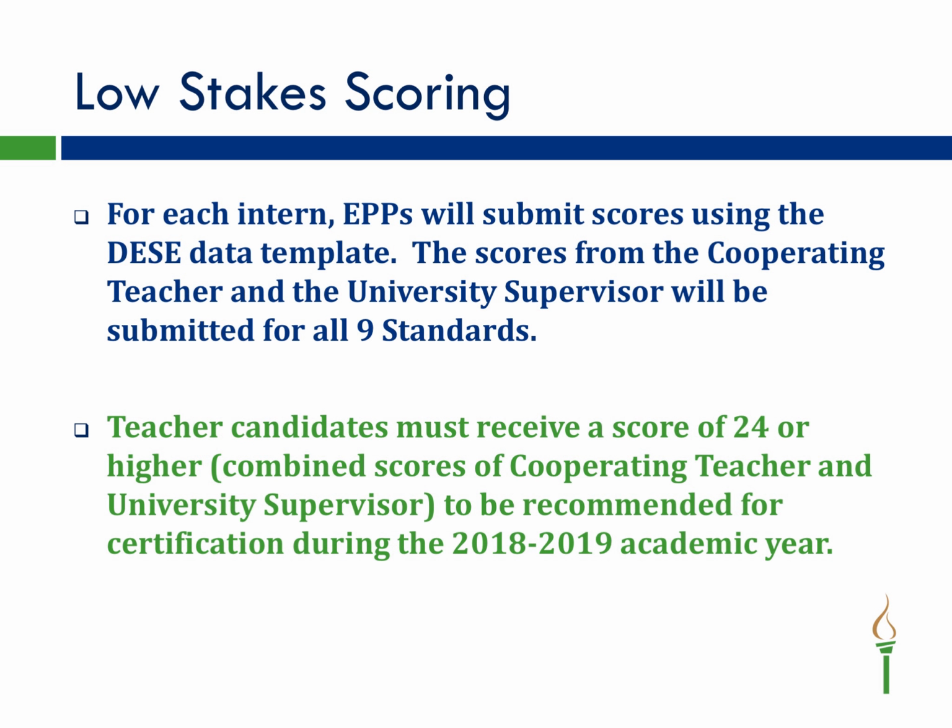Low-stakes scoring will be implemented during the 2018-2019 field testing year. The scores from the cooperating teacher and the university supervisor will be submitted for all 9 standards. Teacher candidates must receive a score of 24 or higher on the combined scores of the cooperating teacher and the university supervisor to be recommended for certification during the 2018-2019 academic year.